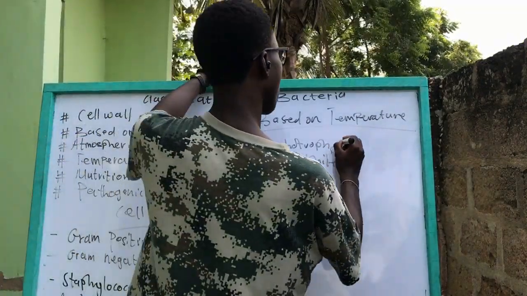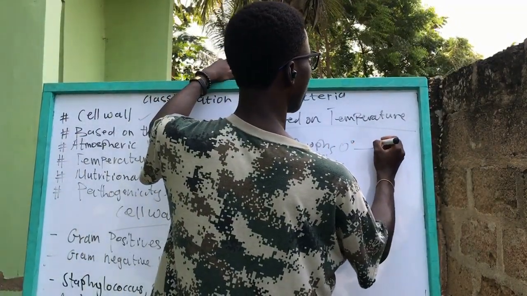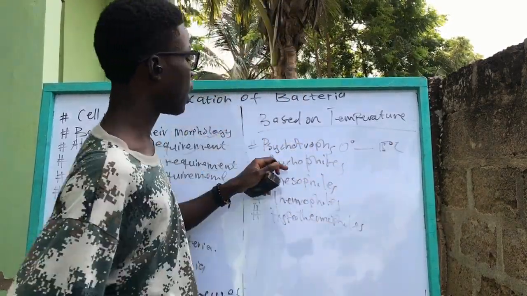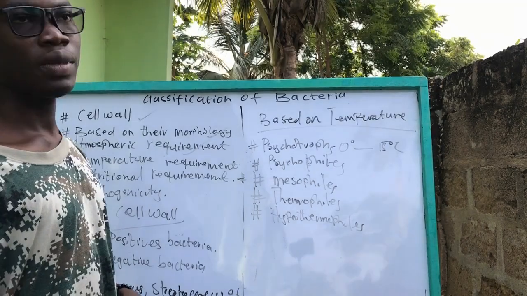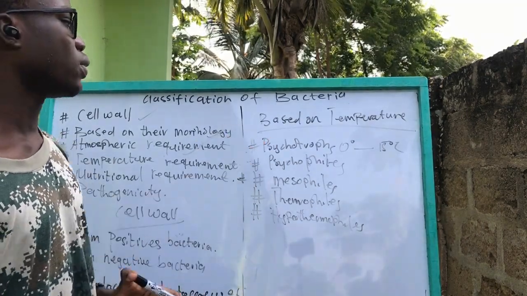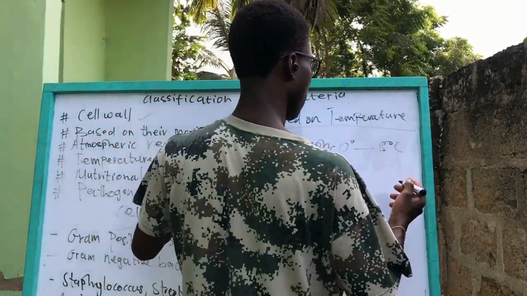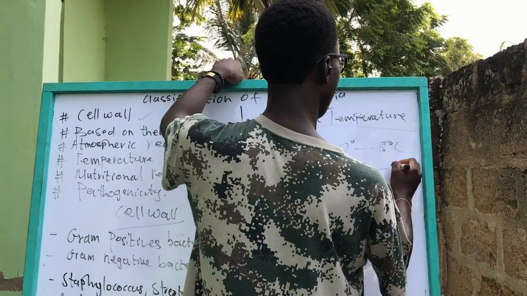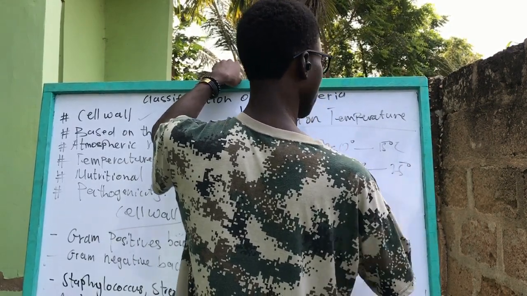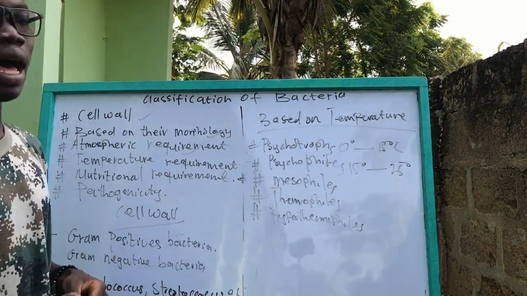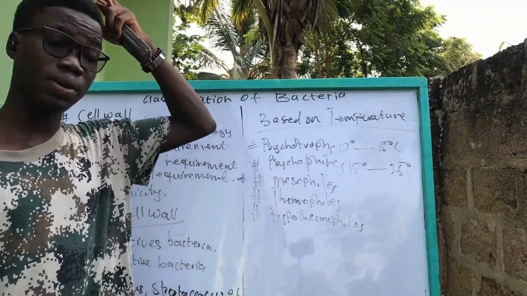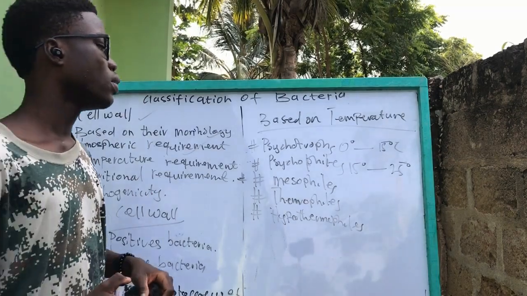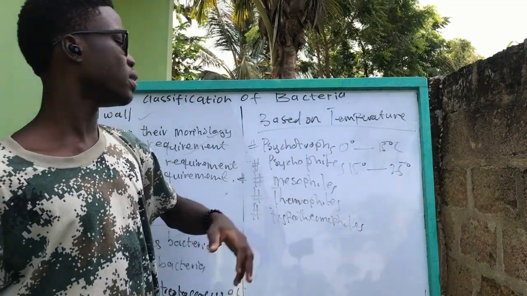From 0 degrees Celsius to 15 degrees Celsius are organisms that are psychotrophs. Then from 15 degrees Celsius going up to 25 degrees Celsius are what we call the psychophiles. Organisms that can thrive within this range are psychophiles.